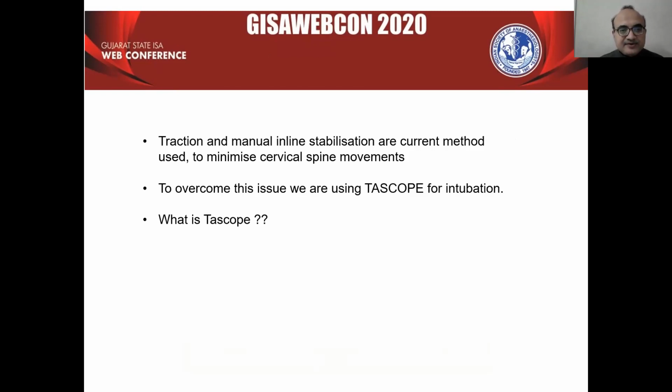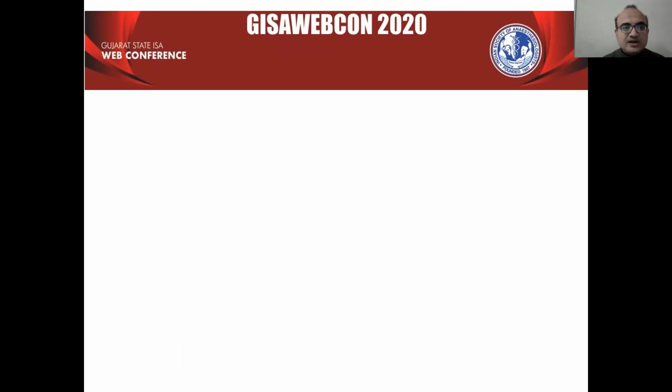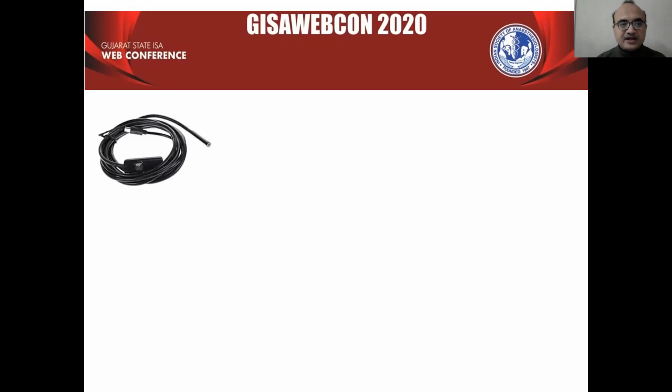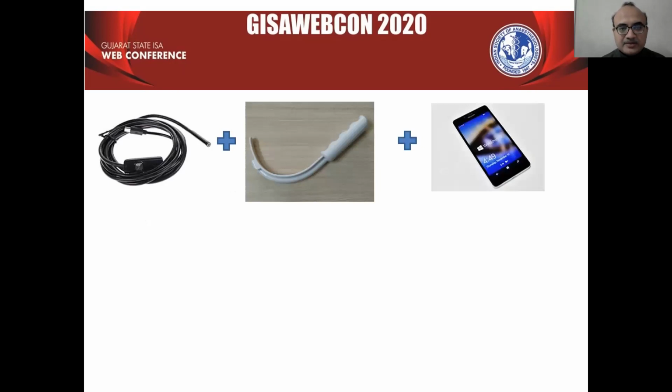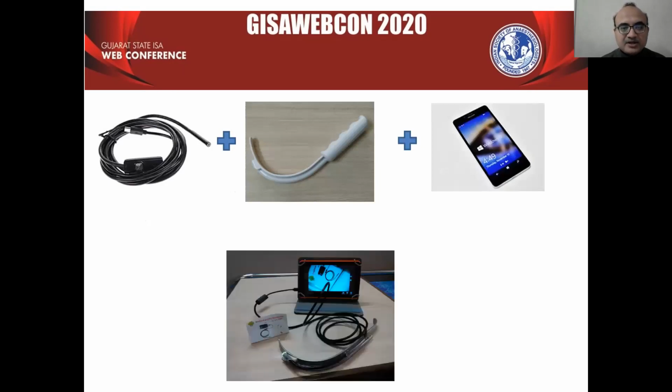What we are using is we intubate with TASCOPE. So what is TASCOPE? TASCOPE is the combination of a borescope or wire camera with a plastic blade. This is my design of endoscope plastic blade, which incorporates a channel for a bougie and a channel for a camera, and a mobile phone or laptop or tablet together forming a video laryngoscope.